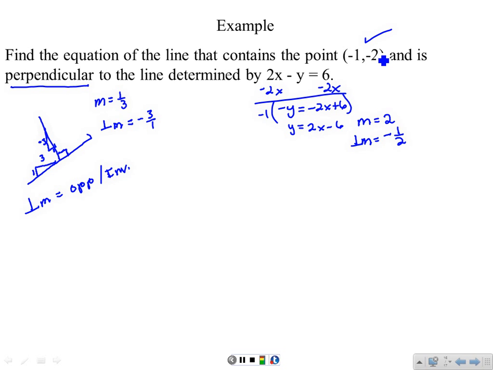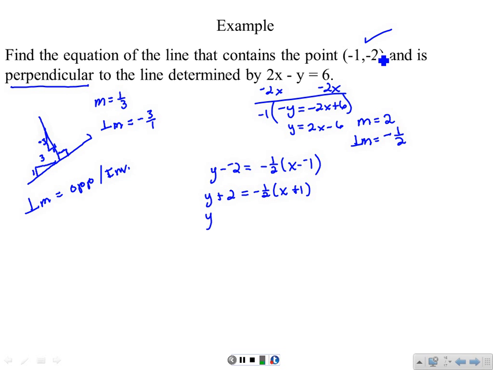So now I know a point and now I know a slope. So I have y minus y1, which is -2, is equal to my slope, which is negative 1/2, times x minus x1. So let's change these signs. Y plus 2 is equal to negative 1/2 times x plus 1. Alright, and again, I'm going to give the answer in standard form because the equation given is in standard form.